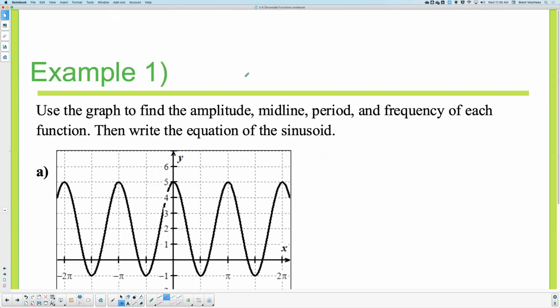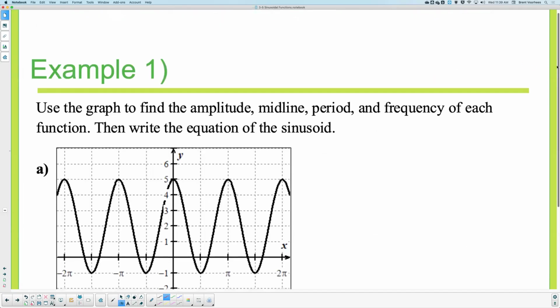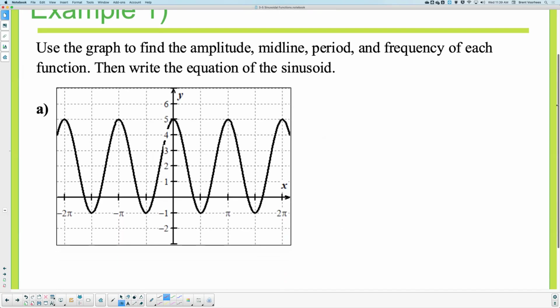All right, getting started. What we're going to look at today first is a picture of graphs, and we're going to find the amplitude, midline, period, and frequency. After we do that, we're going to write the equation of the sinusoid. The first thing that we're going to do each time is determine, is this a sine or cosine function? Which function would most easily represent this graph? That's what I want to determine first.